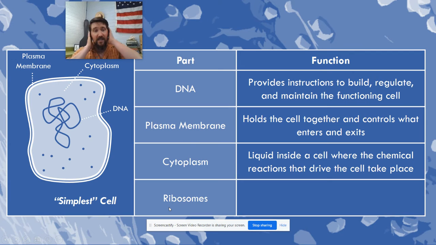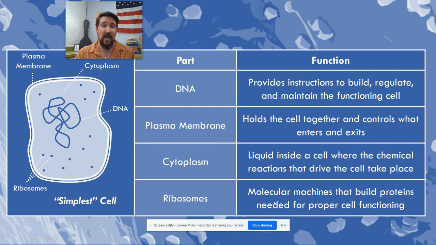And lastly, we're going to need some way to build the materials that a cell needs that's coded in on its DNA. For that, we're going to need these little tiny structures in here called ribosomes, which are basically protein factories, okay? They're molecular machines that read the information that comes from DNA and actually put it into action, build the materials that the cell needs, or the products.